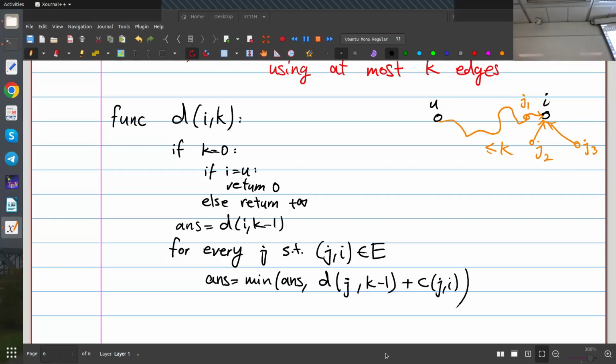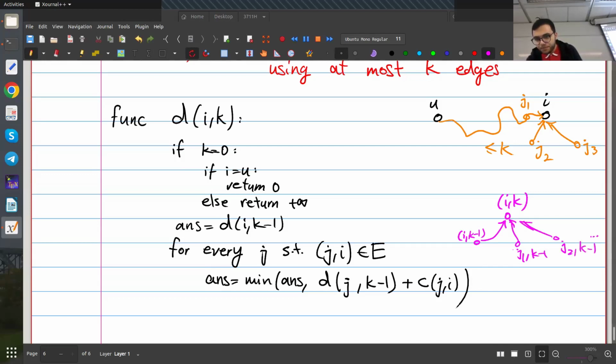Because now I can look at the dependency between my subproblems, and I no longer have a cyclic dependency, right? Because if I look at the subproblem for I and k, when I want to find the answer for I and k, what are the subproblems that contribute to that? I need to know the answer for I and k minus 1, right? And I also need to know the answers for these j's and k minus 1. So I need j1, k minus 1, j2, k minus 1, and so on. Okay?